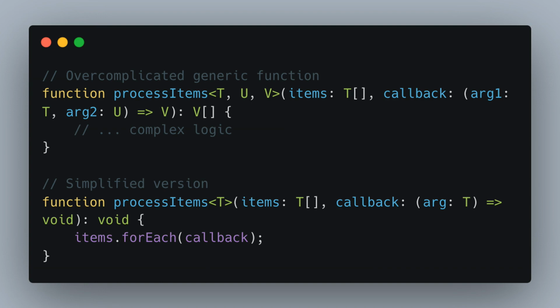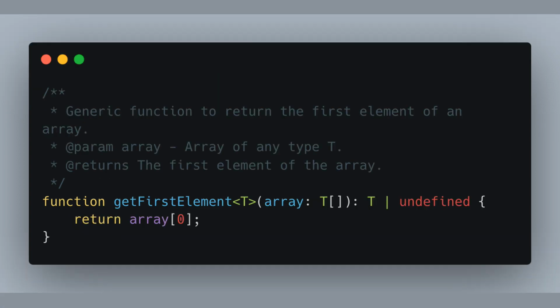This example shows an overly complex generic function and its simplified version. The key is to use generics to enhance clarity and maintainability, not to add unnecessary complexity. A critical aspect of using generics is documentation. As shown here, well-documented code helps others understand the purpose and usage of your generic functions or types. Always document your generics clearly, especially in shared codebases.